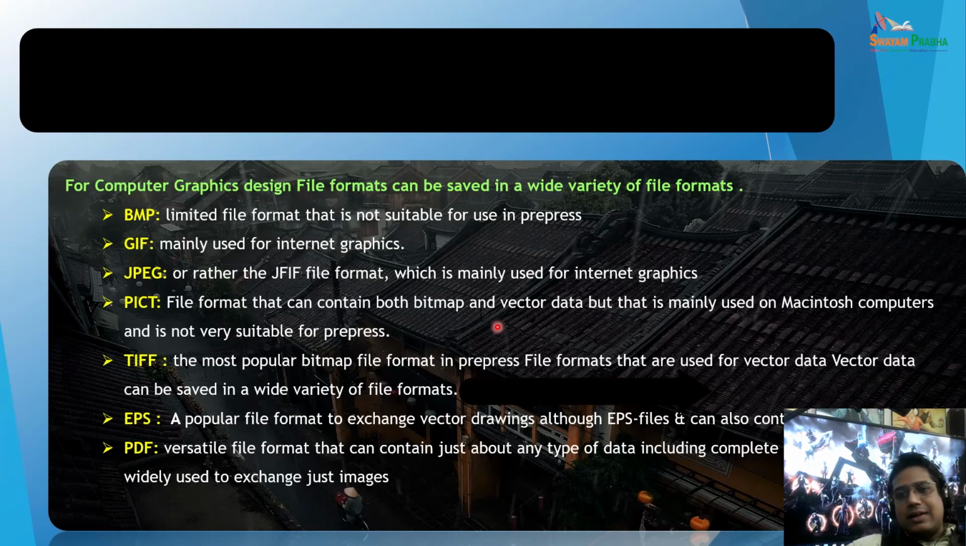Now let us conclude today's session. In computer graphics design, file formats can be saved into different extensions. Most commonly used extensions are what? BMP, GIF, JPEG, PICT, TIFF, EPS and PDF, right? When we use BMP, a limited file format, it is not suitable for pre-press, but commonly whenever using it in computer graphics design for a monitor or a layout for projection purposes, at that time you can use BMP.